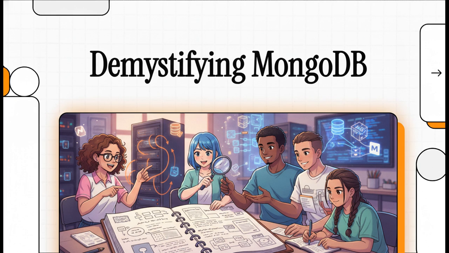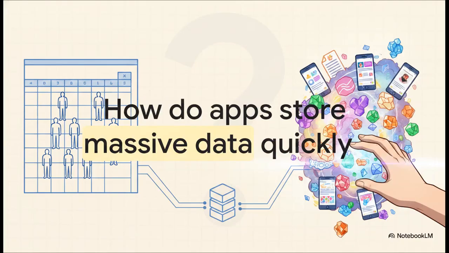Basically, we're getting a behind-the-scenes look at exactly how NoSQL databases function right at their foundational level. Okay, let's dive into this. Have you ever wondered how the apps you use every single day manage to store, sort, and retrieve literally millions of pieces of information without just freezing up? Well, for decades, the answer was rigid tables. Think of massive, super strict spreadsheets.